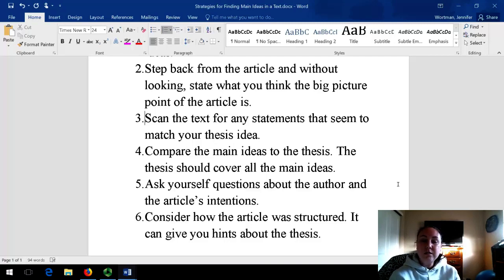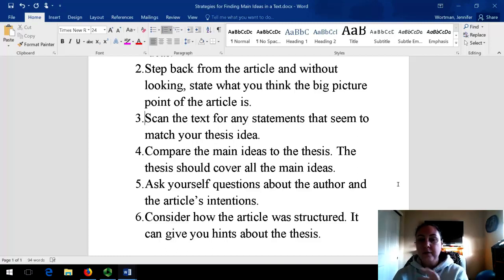Finally, you can also consider how the article is structured. And again, I'll show you this in the example, but when you are thinking about the structure of an article, if I can look at the article and I'm like, wow, half of the main points are describing a problem, the other half are describing a solution, so this is kind of a problem and solution setup, then the article's thesis would also have that problem and solution format.